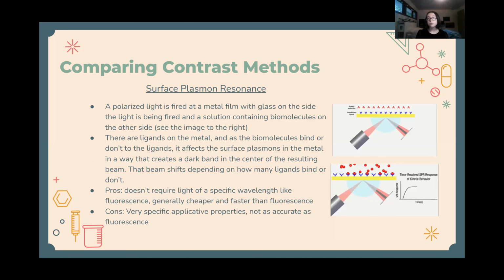The other method, which is surface plasmon resonance or SPR, works by having a polarized light being fired at a metal film with a solution containing biomolecules on one side. The resultant beam, which has a dark band in the middle, will shift depending on how many or how few biomolecules bind to the ligands along the metal film. Pros of this method are that it doesn't require light of a specific wavelength like fluorescence, making it generally cheaper and faster. However, because of its very specific applicative properties, it tends not to be as accurate.